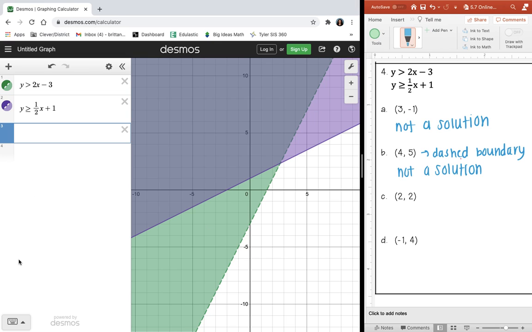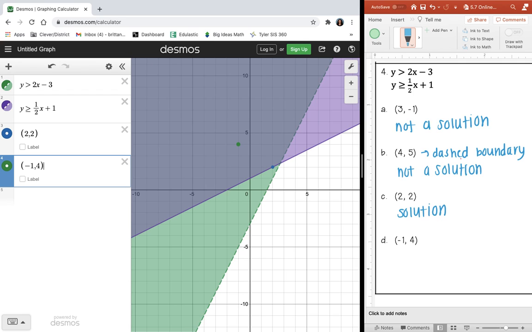Okay, let's try our next point. Our next point, I have (2, 2). So now for this one, I see it also ends up on a boundary line. However, this is a solid boundary line, and this is also in a boundary to the overlapped shaded region, so that means that this one is a solution. And my last one here, I have (-1, 4). I see that is clearly in my overlapped shaded region, so that means that this one is a solution.